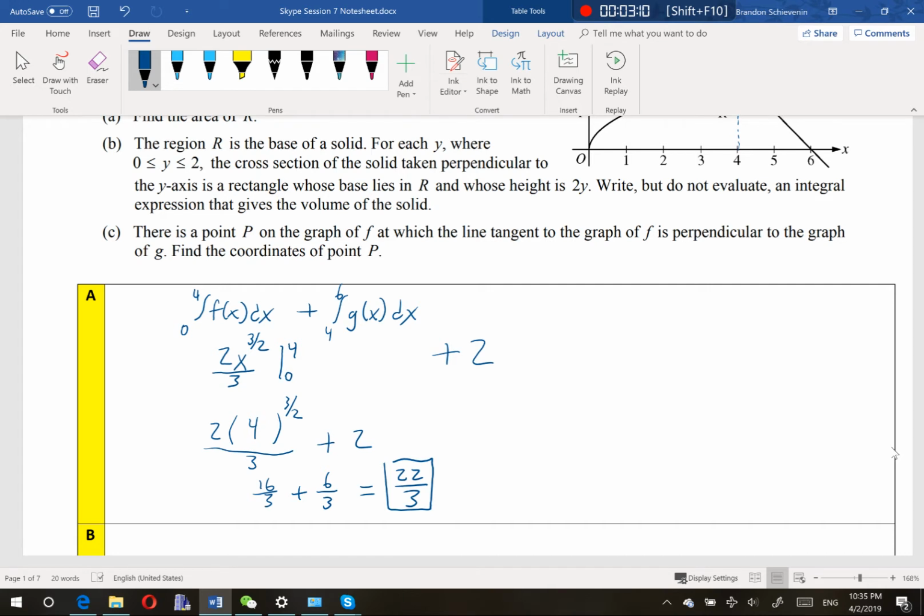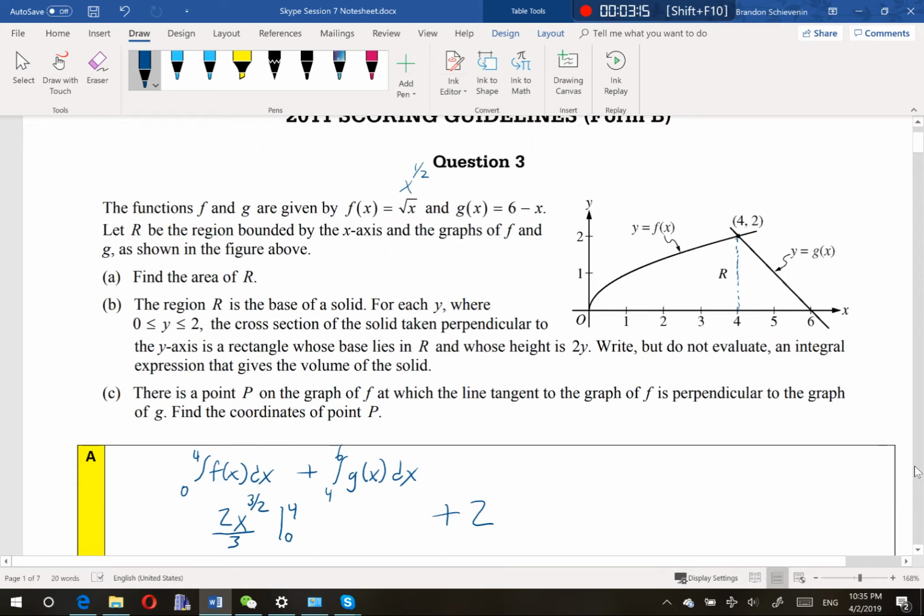Any questions on what we did for part A? No. Alright. For part B, I think I'm going to draw on this. We're told that region R is the base of a solid. For every y value from 0 to 2, the cross-section of the solid taken perpendicular to the y-axis is a rectangle whose base is in R but whose height is 2y. I want to write an integral expression that gives the volume of the solid, but we don't have to evaluate it. So I'm going to draw a picture really quick.